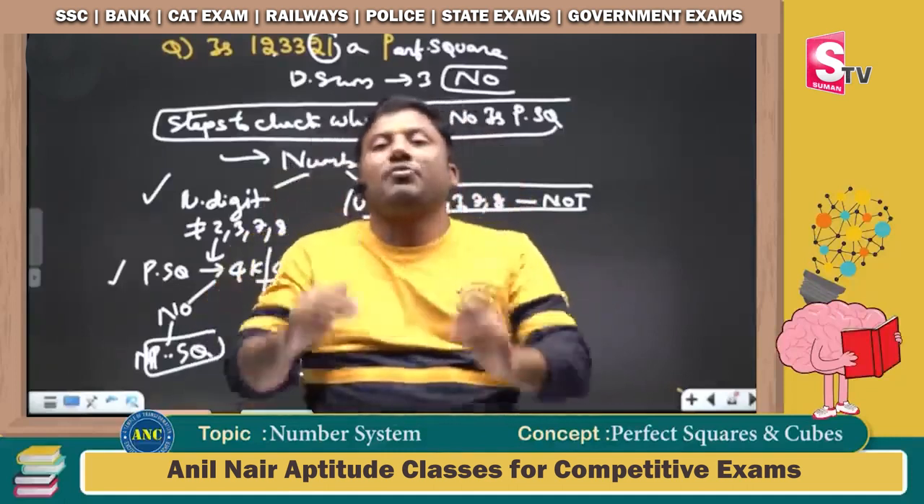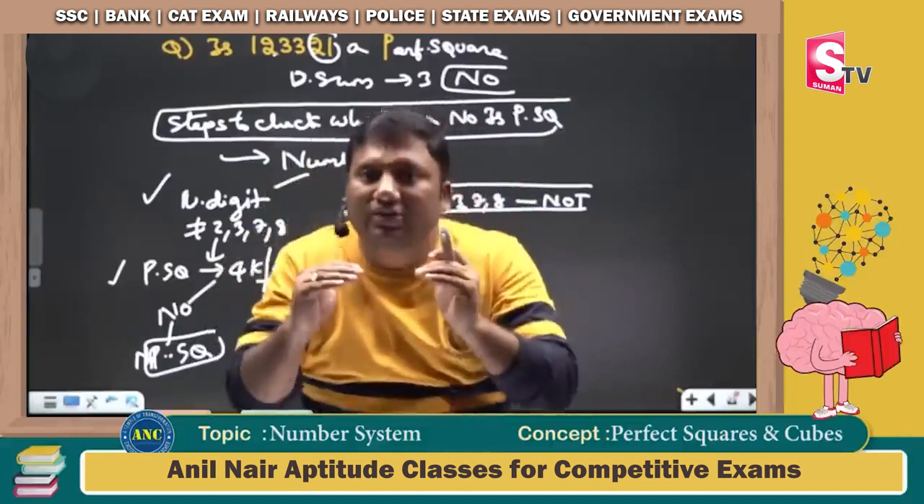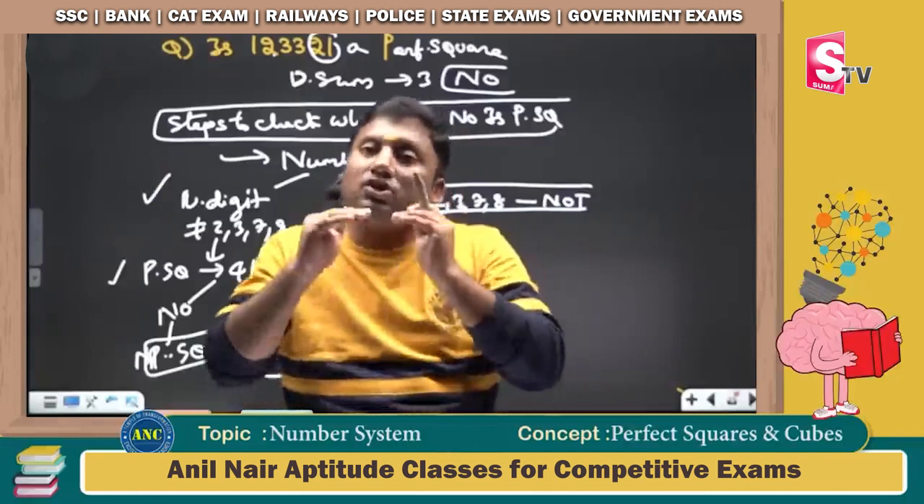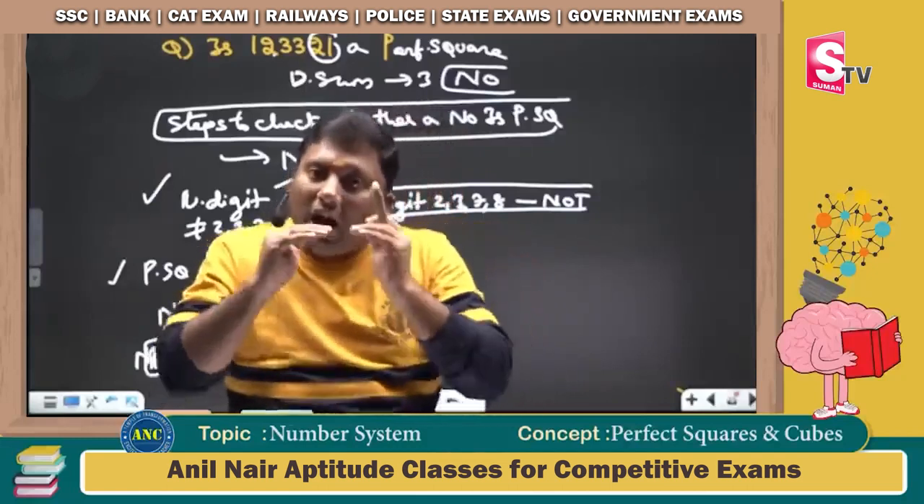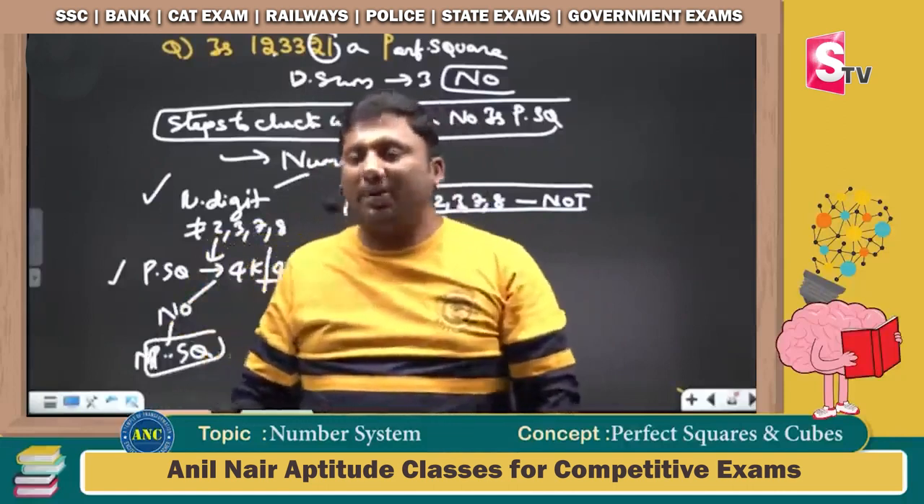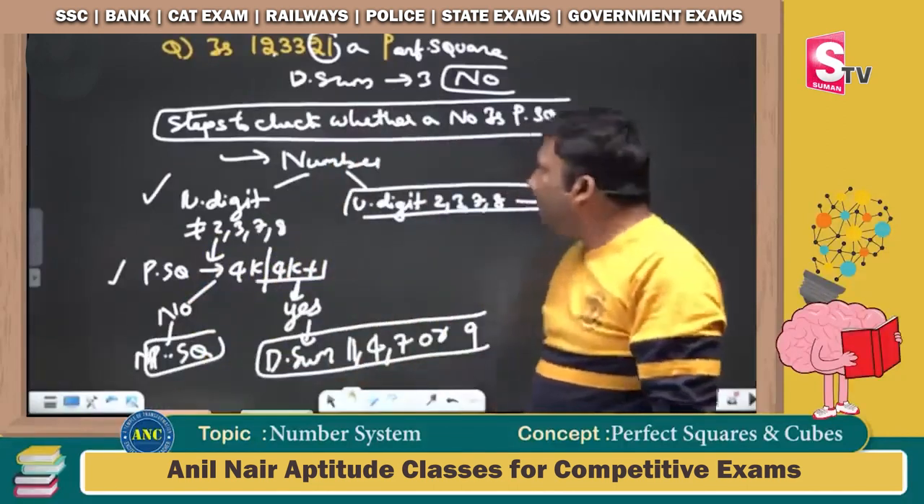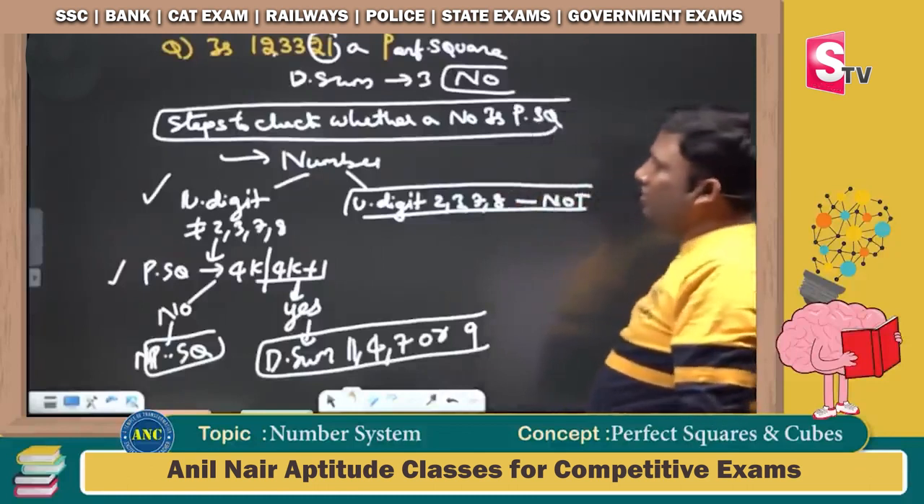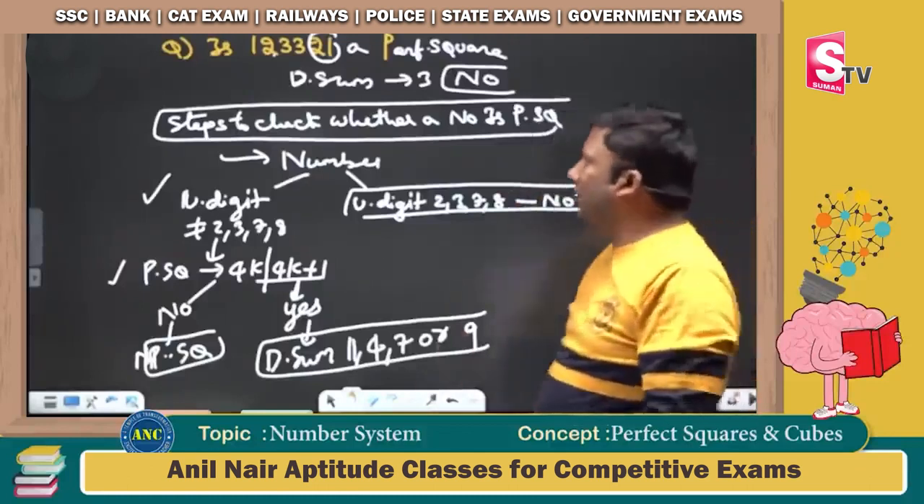First step, a perfect square never ends with 2, 3, 7 or 8. Second step, every perfect square should be of the form 4k or 4k plus 1. If it is of the form 4k or 4k plus 1, then its digital sum should always be 1, 4, 7 or 9. I hope the idea is clear.